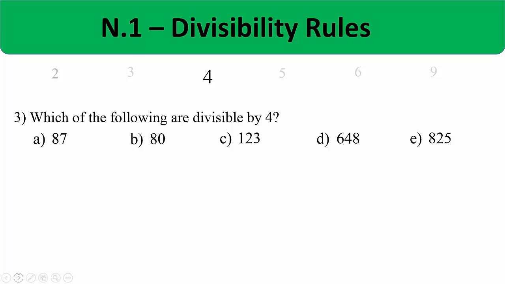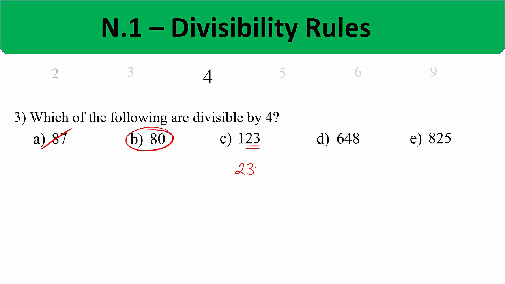For the factor 4, the first 2 examples are pretty simple because they're only 2 digits. We know that 87 is not divisible by 4. It's not even. And 80 is divisible by 4. But when we get to digits that are more than 2, all we have to do is look at the last 2 digits to determine if it's divisible by 4.